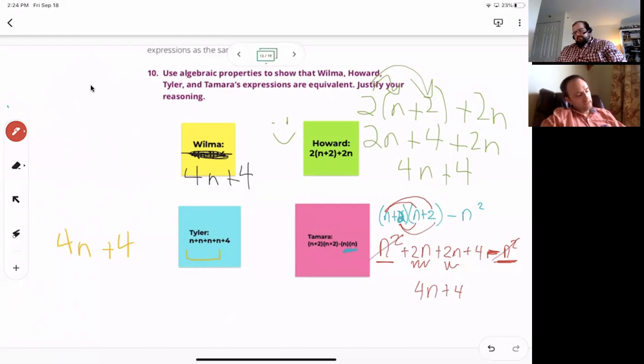Now, interestingly, in your work for Tamara, you have the 2n plus 2n plus 4. And in my work for Howard, I have 2n plus 4 plus 2n. That's again an example of the commutative property. And we can move those around, and they're really the same thing. It is. I like it.